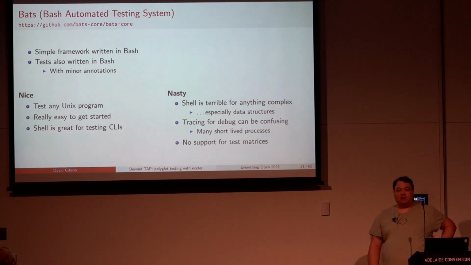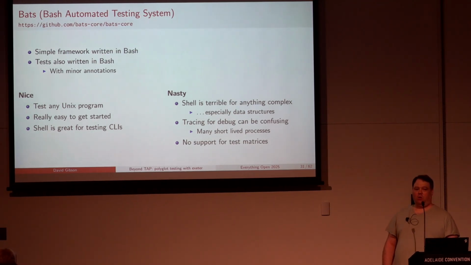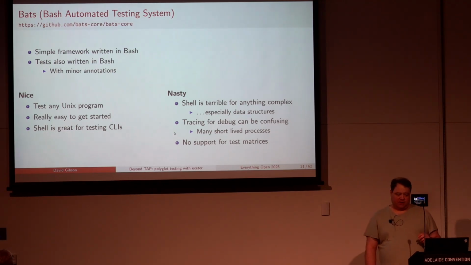Tracing, if you want to debug this thing, can also be really confusing because you've got lots and lots of short-lived processes that the shell is invoking, both within what BATS is doing itself and within your test potentially. So if you do an strace of this, you could have dozens, hundreds of programs, each with their own startup and just a lot of confusing things going on that makes it hard to figure out where things are actually going wrong. And BATS has no support for test matrices.